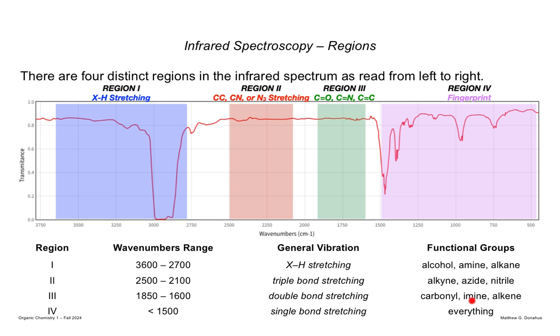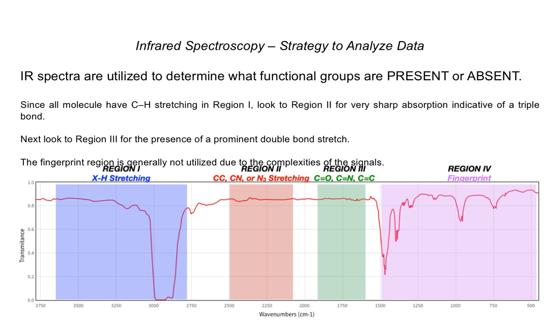The CN double bond and the CC double bonds start falling below 1600 and they actually move into the fingerprint region, which is region 4 below 1500. And that's primarily your single bond stretching, other than like CH stuff. So carbon-carbon single bonds fall in there. So you're looking to see what is present, but also what is absent.